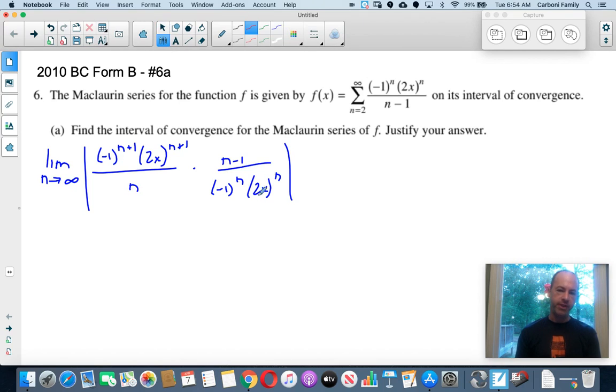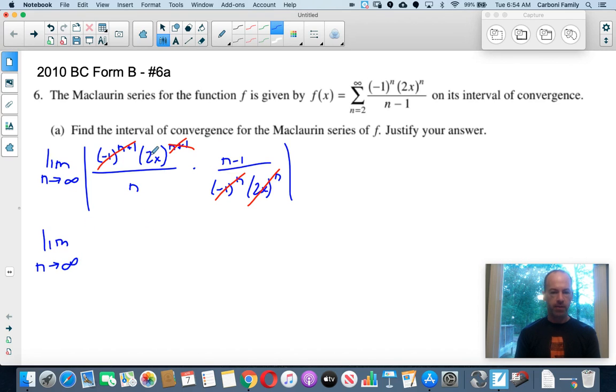Now, eventually, we should know that the negative 1s to the n and to the n plus 1 will completely be irrelevant because of the absolute value. So I'm going to go ahead and get rid of those because absolute value will determine that those negatives are insignificant. My 2x's, I have one more in the numerator than the denominator, so I'm going to cancel all but that. The n minus 1s do not cancel.